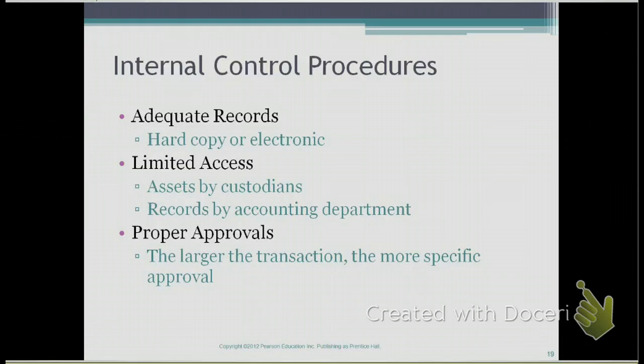Companies need to make sure that, depending on the level of transactions, there are appropriate approvals. For example, if a manager needs to purchase something, he should be given a level of approval, let's say $10,000. If the manager wants to purchase something that is more than $10,000, he would need to get approval from a higher level of management.